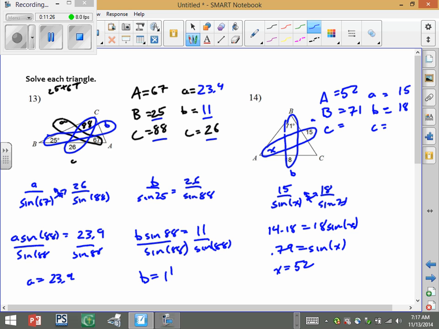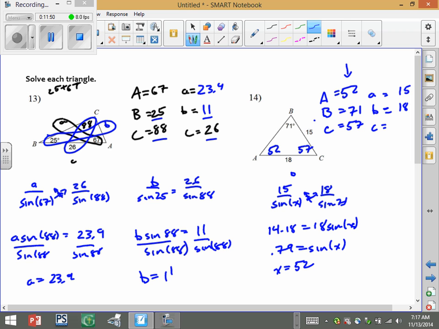Now using the fact that the angles of a triangle should add up to 180, if I know this one's now 52, 52 plus 71 is 123, and then 180 minus 123 is 57 degrees for angle C. Again, those three angles should add up to 180.